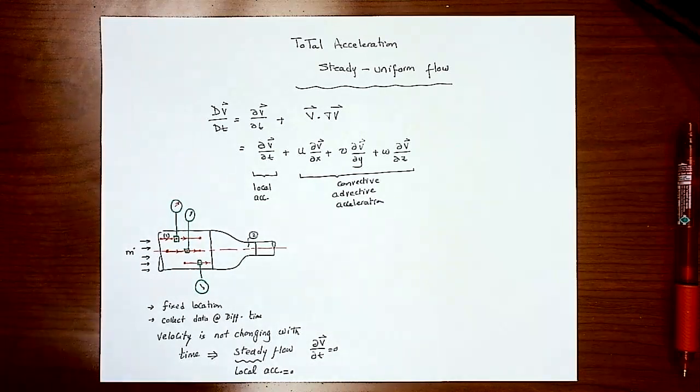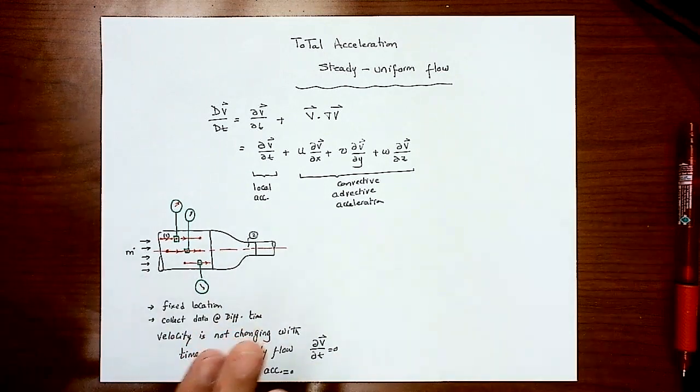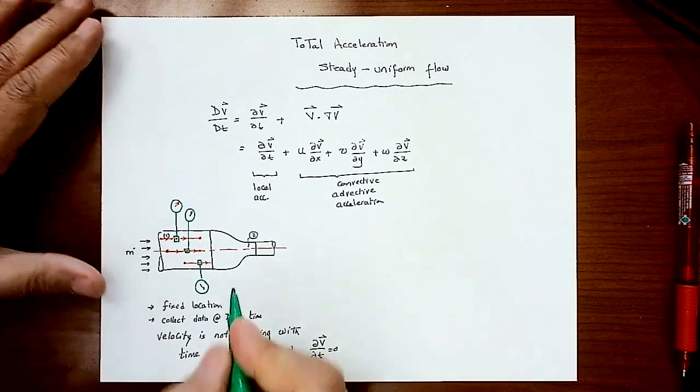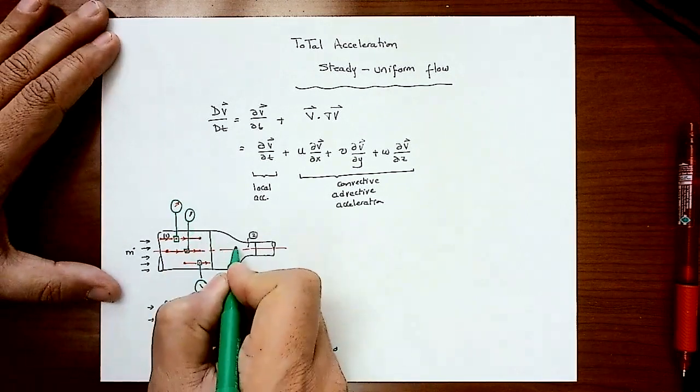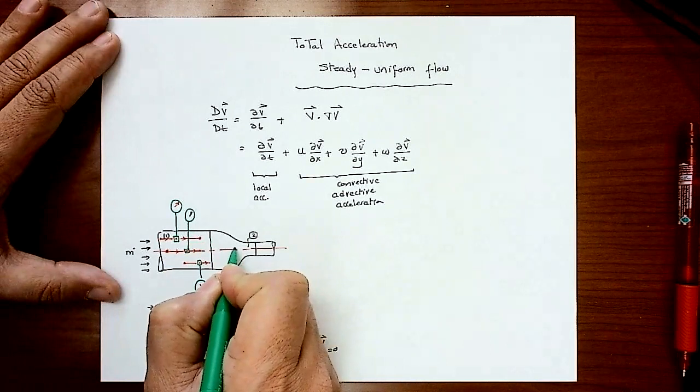So that's the first type of flow. Okay, now let's assume that I fix it. I'm still in the steady flow, right? I fixed the location of the reading of the velocity meter somewhere in here.